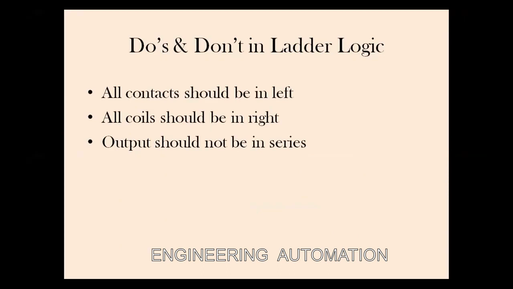All the contacts should be on the left side. We have seen about NC and NO contacts, right? Those contacts should be on the left side of the ladder logic, and all coils should be on the right side. We have seen the output coil, right? That should be on the right side of the ladder logic. Output should not be in series. That means only one output should be in a rung. If you have multiple outputs for a single input, those outputs can be connected in parallel. Okay, let me share the whiteboard to discuss it in a better way.